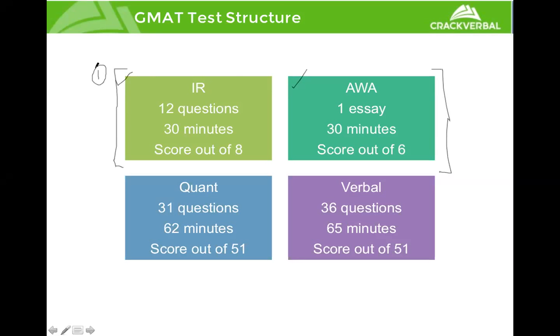Then you have quant. So the new timings and the new questions. Today there is no difference in the scoring, just the number of questions have been reduced. So you now have 31 questions that you are expected to solve in 62 minutes, which gives you about 2 minutes per question. Quant is scored out of 51. Now let's get on to verbal. Same thing, it's out of 51, but the difference over here is verbal is 36 questions and you will be given 65 minutes for it, right?